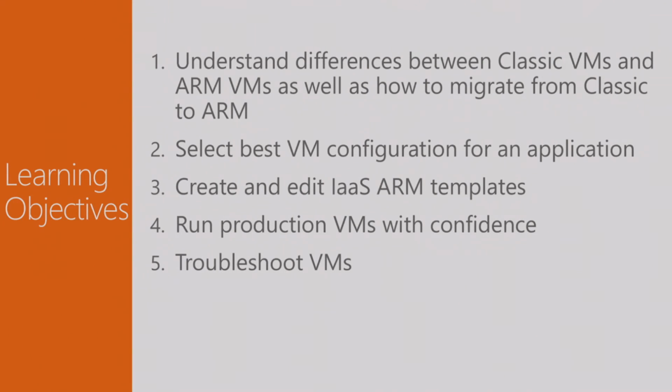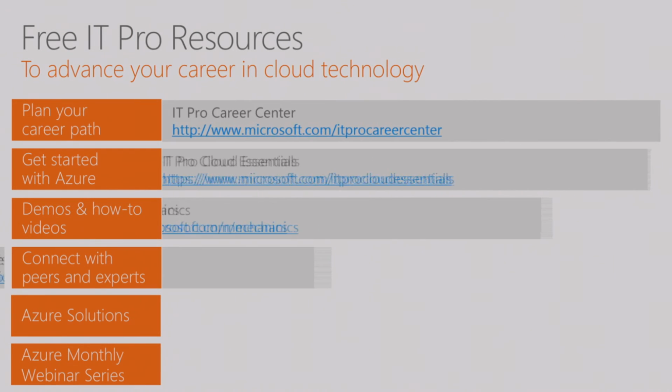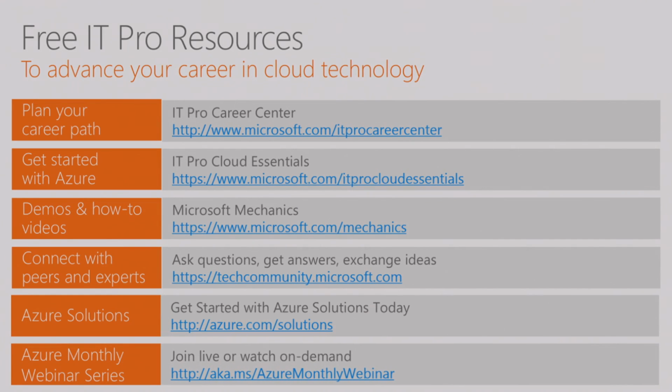Okay, so we've gone through and covered some of how to migrate Classic to ARM, some of the differences between Classic and ARM, the configuration of the machines, how to troubleshoot and run these in production. And I just hope that you were able to take a few nuggets away today on best practices for the virtual machines, how to use those and be very productive. There's a set of resources here for additional IT Pro resources to use to learn more.